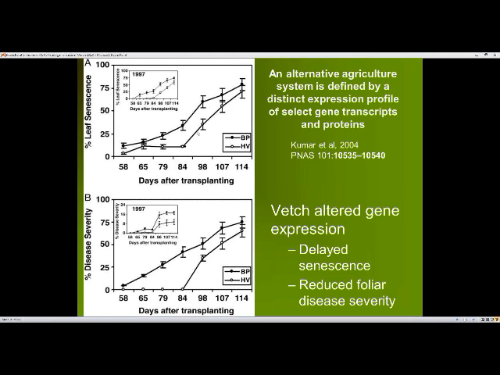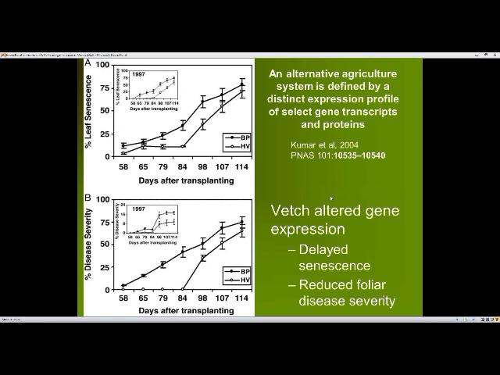And what they found is that the tomato leaves died more slowly in the hairy vetch system than in the black plastic system, and they showed this several years in a row. So the tomato plants actually lived longer. And in addition, the foliar disease severity was slowed down, or the advance of disease was slowed down, in the hairy vetch system when compared to the black plastic system.